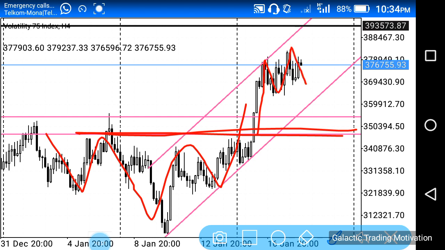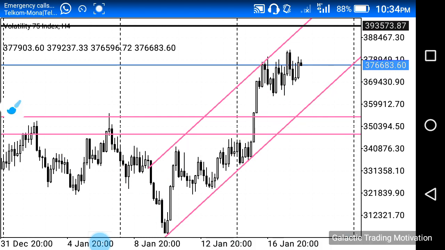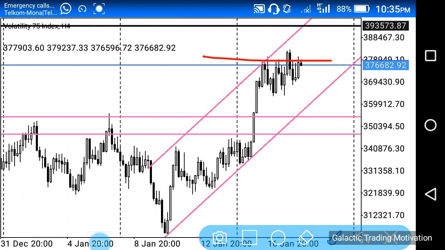Why do I say so? That is because they see a triple top of sorts. Can you guys see that, right? And the anticipation, as far as they are concerned, is that the market would push number one to this level over here. Why that level?